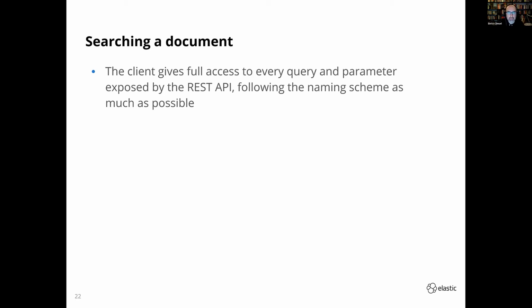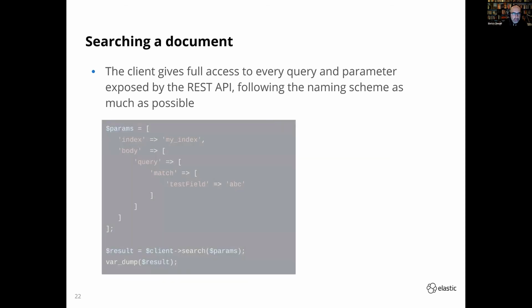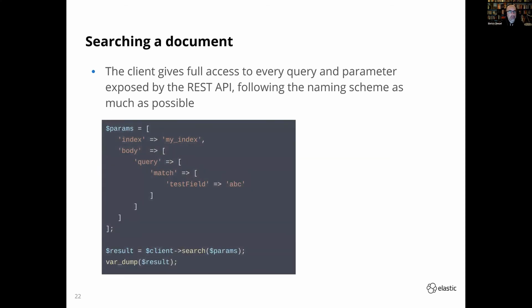There are a lot of parameters, but using the PHP client, you can specify all these queries and parameters. For instance, imagine that you want to query some documents in Elasticsearch with a match. This is quite a basic and simple scenario. So basically, you have a test field, the field that we created before, and we just want to search for the ABC value of this test field.